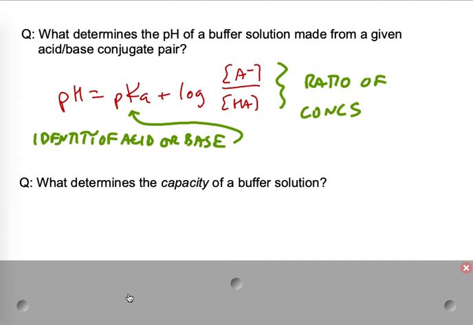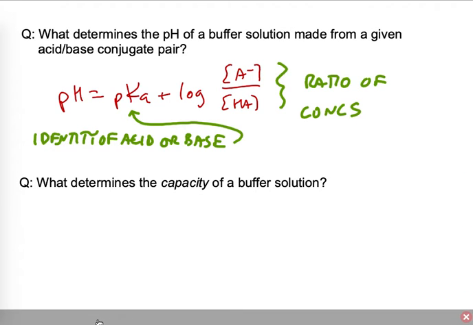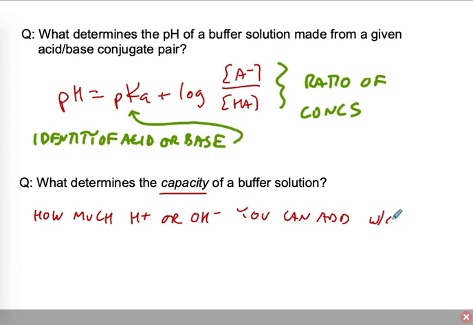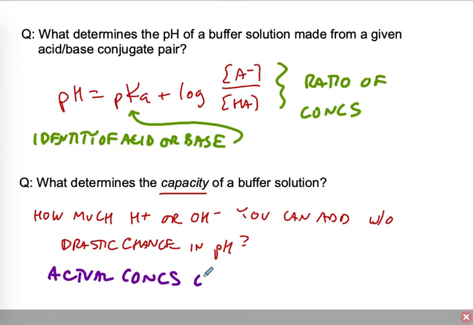But what determines the capacity of the buffer? What do we mean by the capacity of the buffer? Well, the capacity of the buffer is how much external strong acid or strong base you can add without drastic change in the pH. Well, what determines that pretty obviously is the actual concentrations of the acidic component and the basic component.